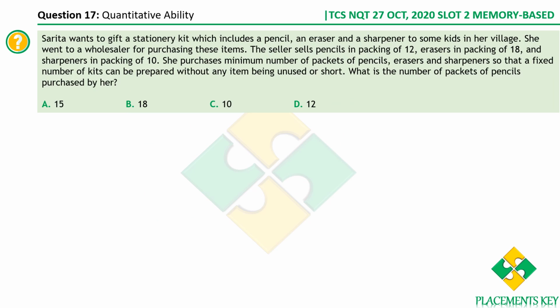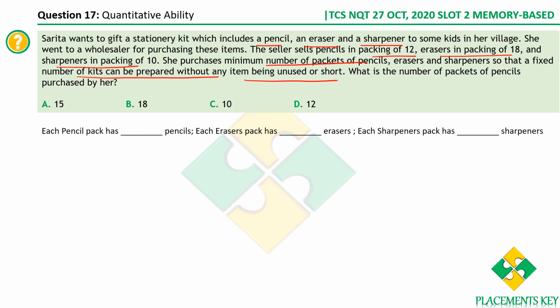Okay, Sarita wants to gift a stationery kit which includes a pencil, an eraser and a sharpener to some kids in her village. That is, a kit has one pencil, one eraser, one sharpener. Now she went to a wholesaler for purchasing these items. The seller sells pencils in packages of only 12, erasers in packages of 18 and sharpeners in packages of 10. Now she purchases the minimum number of packets so that a fixed number of kits can be prepared without any item being unused or short. What is the number of packets of pencils purchased by her?